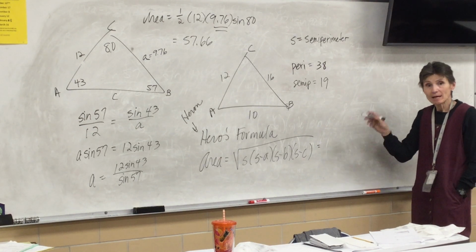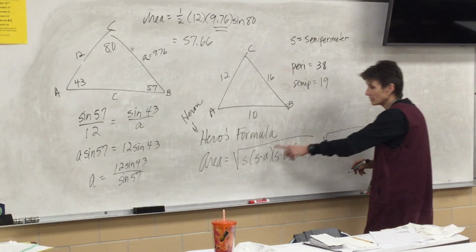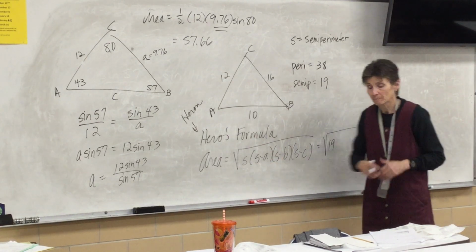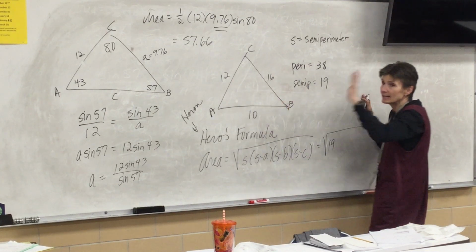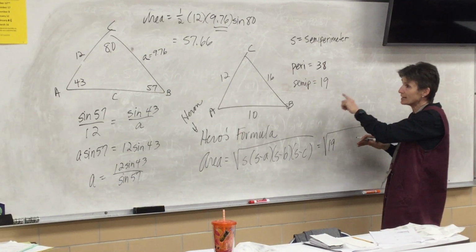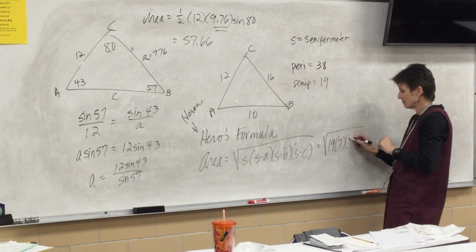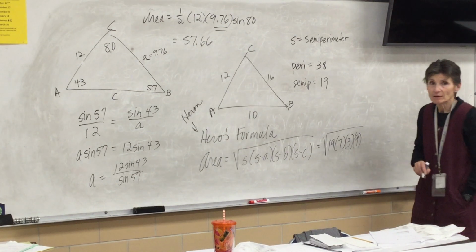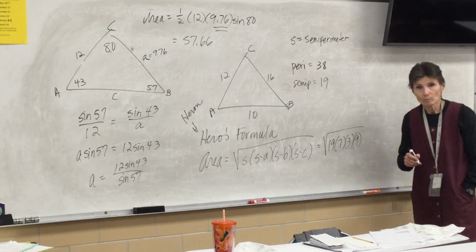So to find the area of this triangle, you have your radical, and then under your radical, we'll start with 19. It starts with the actual semi-perimeter. And then you take the semi-perimeter minus each side. No order matters, okay? Don't worry about it. Just take 19 minus each side. So 19 minus 12, 19 minus 16, and 19 minus 10. Now, do yourself a favor and don't just write down these numbers, because next time you look at it, you won't remember where they came from.